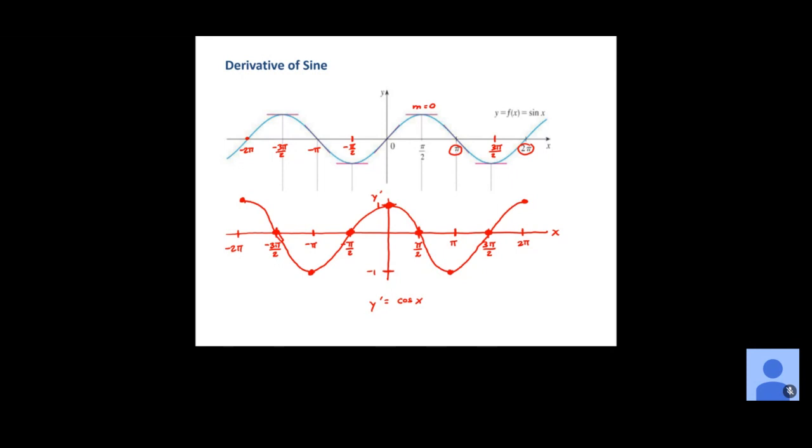Now, you could do the same thing with all of your trig graphs, and actually think through what the slopes look like, kind of sketch out a graph. I'm just going to give you the formulas for the rest of them, but the sine one's a nice one to look at because it's really easy to see how it gives you that cosine graph.